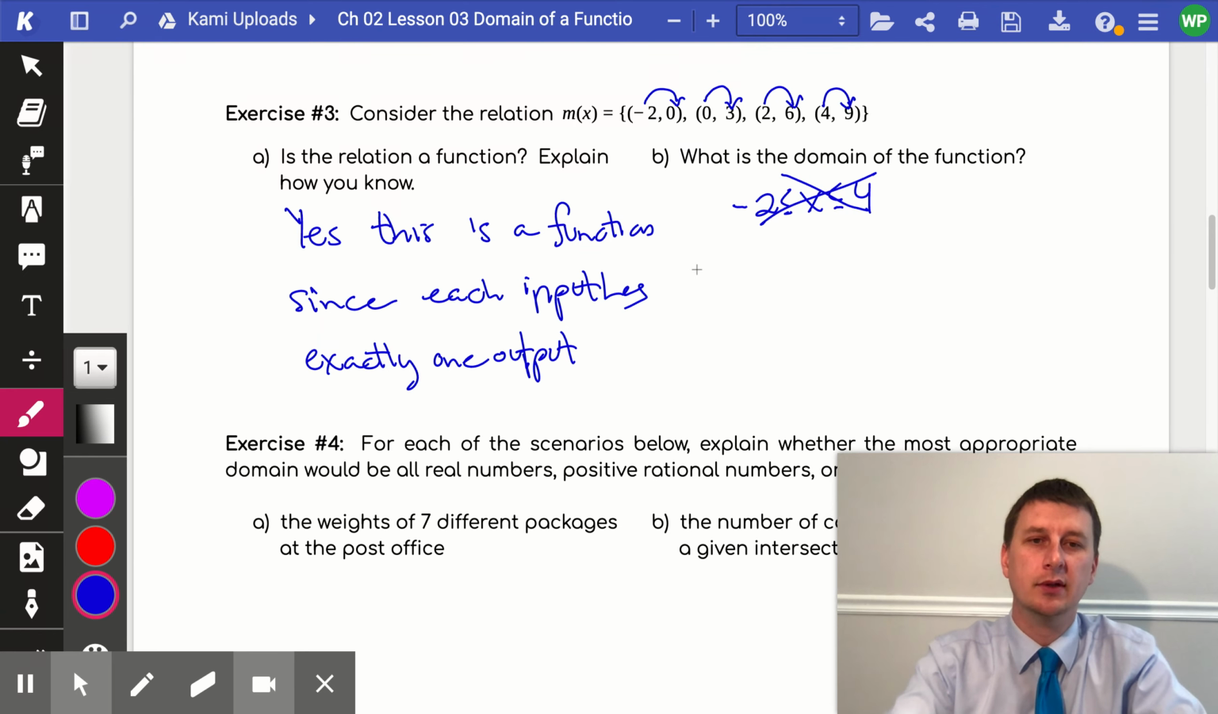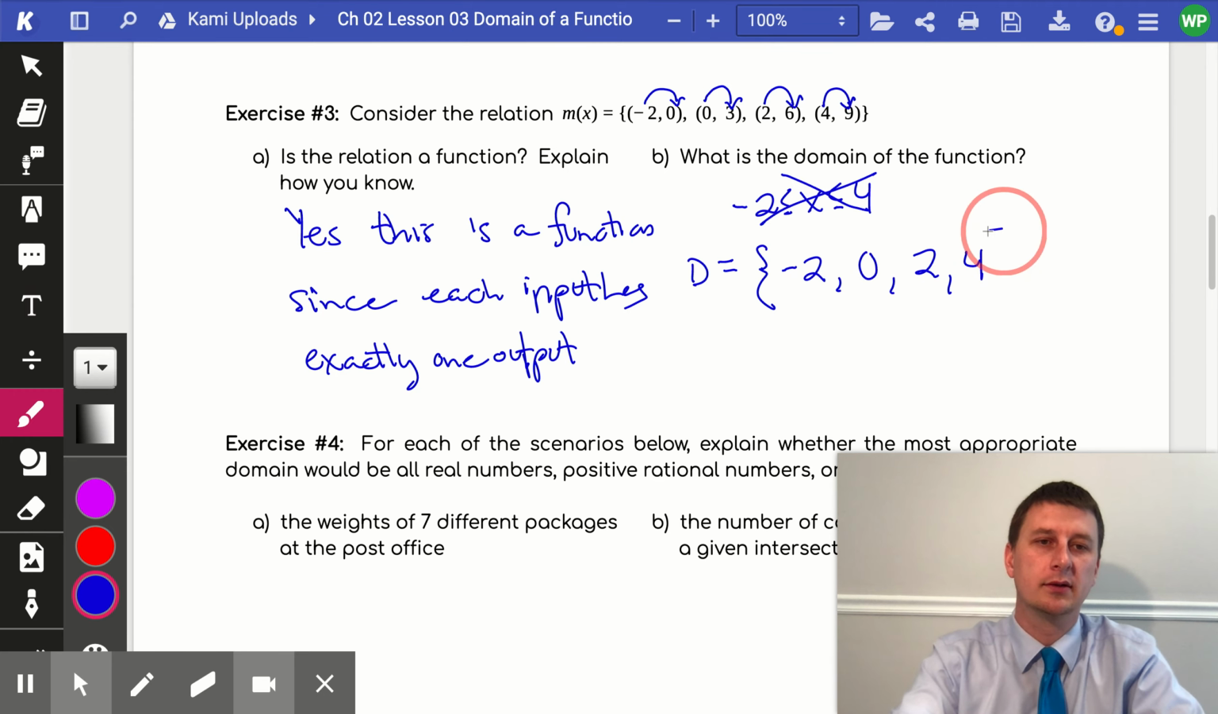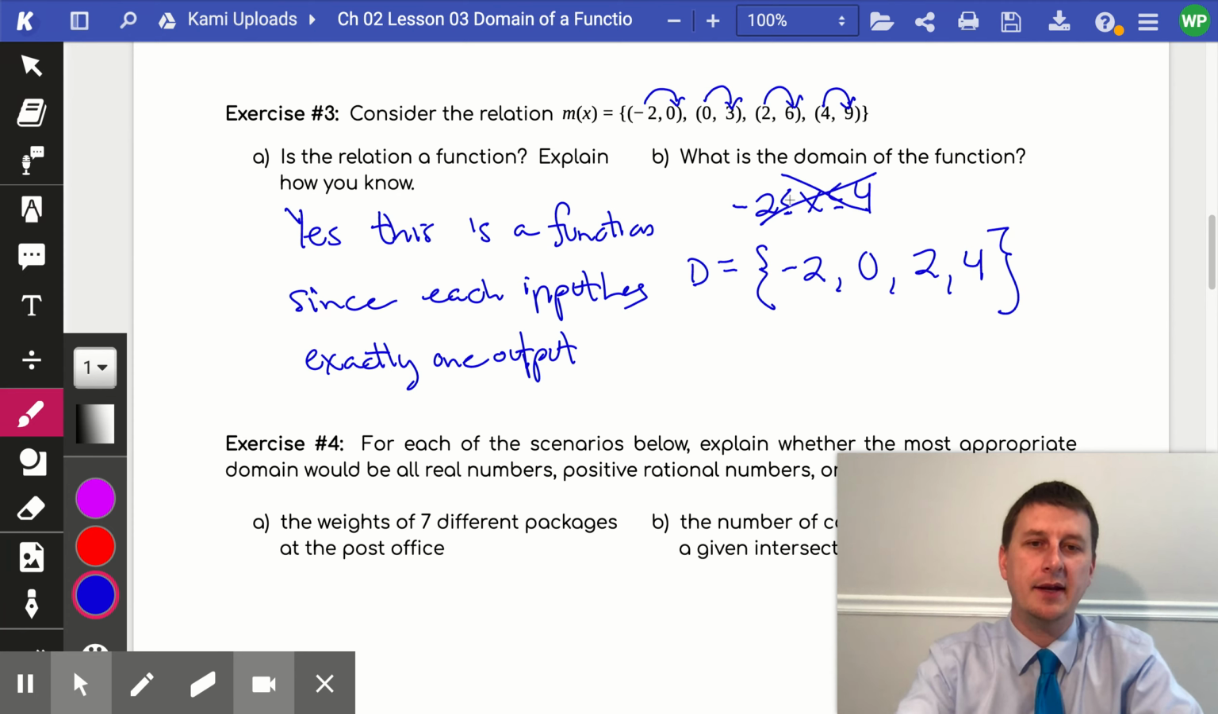So what we're going to do is write a list of all of our domain values. We use a curly bracket that looks like this to list out individual values. And we're going to list out all of the x values: negative 2, 0, 2, and 4. And that would be my domain. My domain would be just the x values of negative 2, 0, 2, and 4.